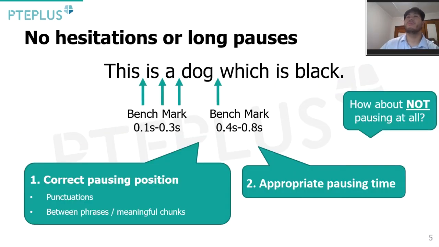So just to remind everyone, hesitation is where there is a longer than acceptable pause. So someone who reads a sentence like "this is a dog, which is black" can be considered natural because we're allowed to pause after the word dog. But if I take a pause here, if I read it like "this is a, dog which is black", that would be considered unnatural. So we need to use the correct pausing positions in our speaking test.